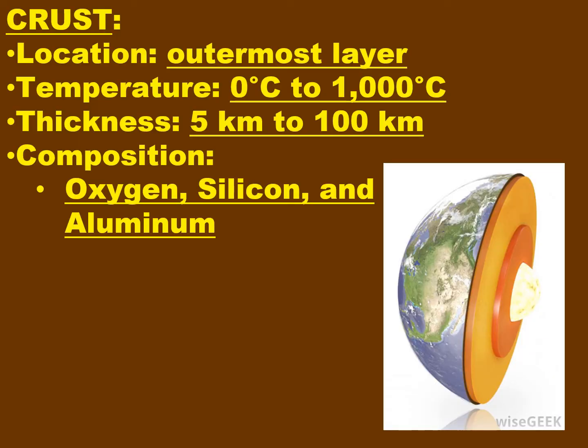The crust is our outermost layer. Its temperatures range from 0 degrees Celsius to 1,000 degrees Celsius. It's about 5 kilometers to 100 kilometers thick, and it's composed of mostly oxygen, silicon, and aluminum. Again, the crust is where we live. It's the outermost.